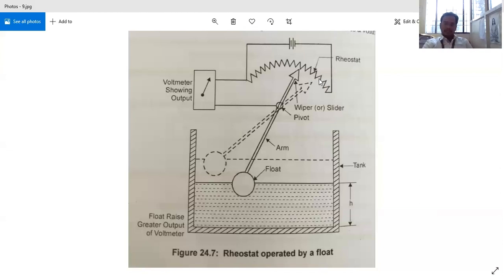As a result, the length changed, the resistance changed, and the current supplied through this will also change for a given voltage difference. So the voltage or the current recorded in the circuit will be calibrated to determine the level of the liquid. The voltage is calibrated to determine the liquid level.